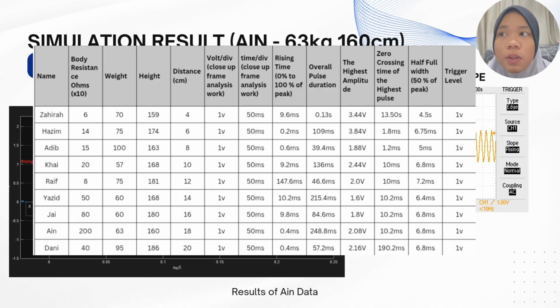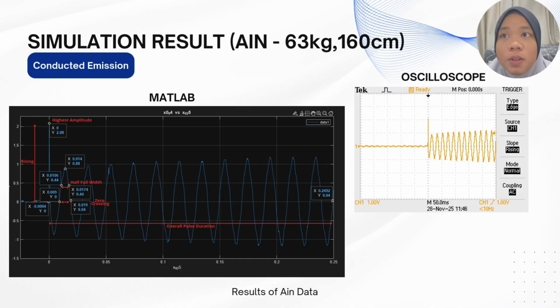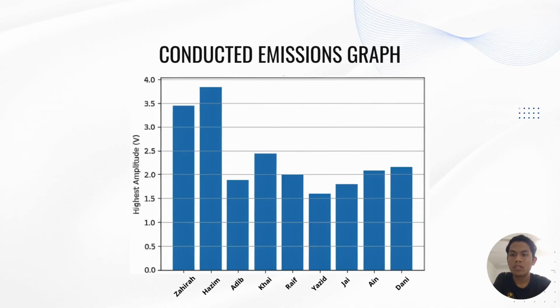This slide shows the simulation result for the conducted emission using Iron's data. The peak amplitude is 2.08 volt with a 0.4 millisecond rise time and 248.8 millisecond pulse duration. The signal shows the human body conducts electricity, and variation in resistance or body size affects the emission stream.